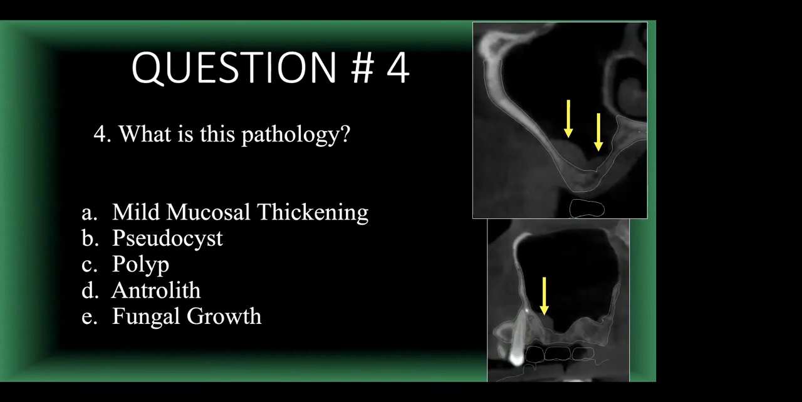So question number 4 is, what is this pathology? On the upper, which is the cross-sectional image, I have 2 arrows that point to that grayish area, and then in the sagittal image, the 1 arrow below it. So is this pathology A, mild mucosal thickening, B, pseudocyst or a mucus retention cyst, C, a polyp, D, an antrolith, or E, fungal growth?